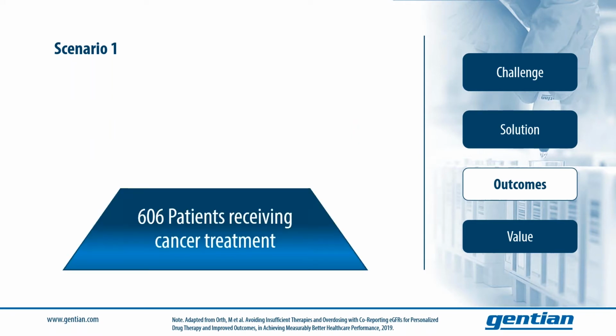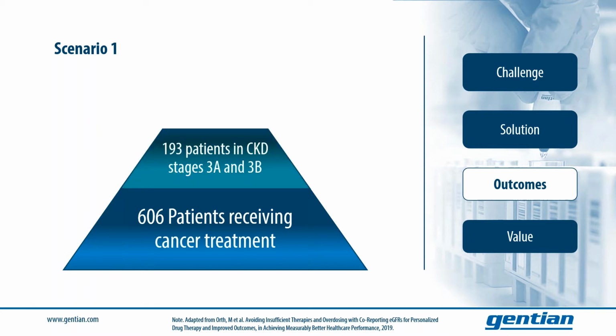Of the 606 patients receiving cancer treatment at the hospital, the investigators found that 193 of them would be classified as being in chronic kidney disease stage 3A and 3B. And of these 193 patients, almost 20% were misclassified as to which stage of kidney disease they were in and were therefore at high risk of receiving the incorrect dose of a potentially nephrotoxic drug.